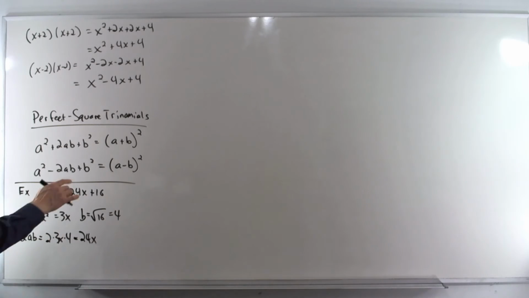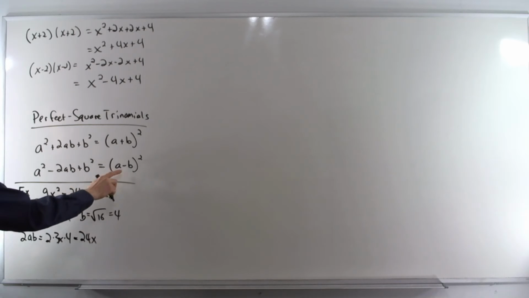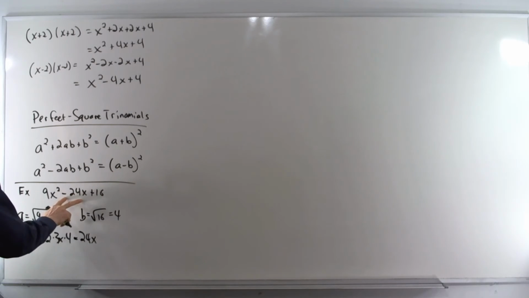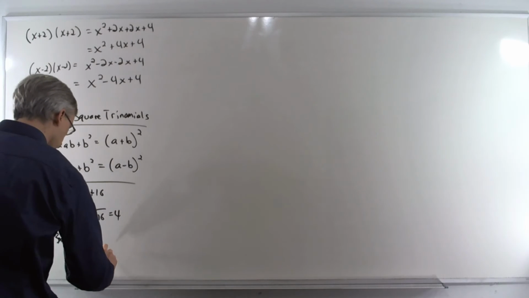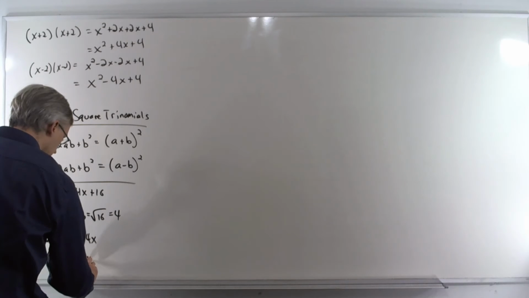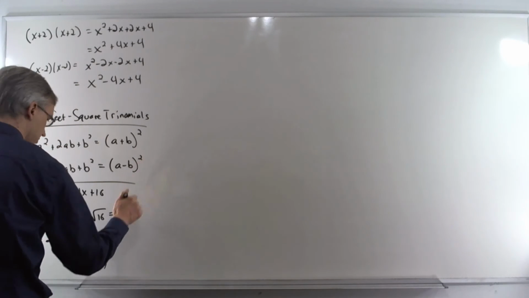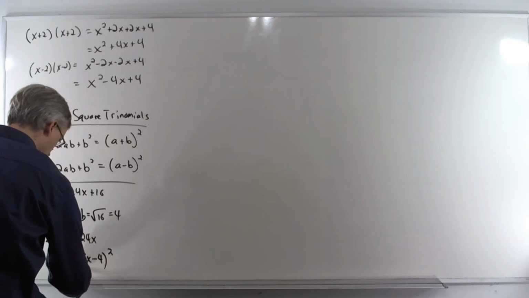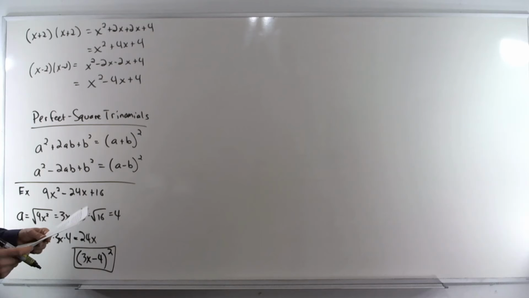So that means we can use the formula now. Now let's look at the middle term. The middle term tells us which version we're going to use. We have a negative middle term, so we're going to use the negative version, a minus b. So our factored form then is a, 3x, minus b, which is 4, and then we square it. (3x minus 4) squared. Your turn, number 5.